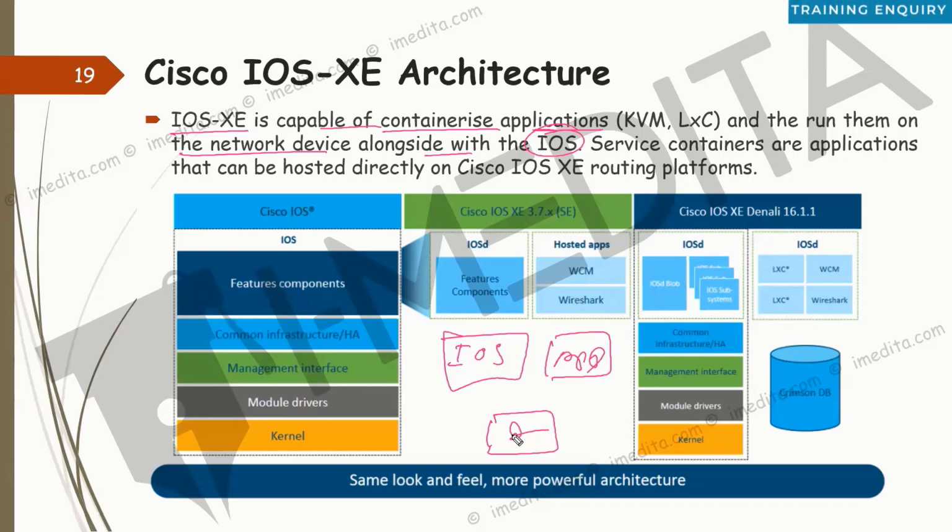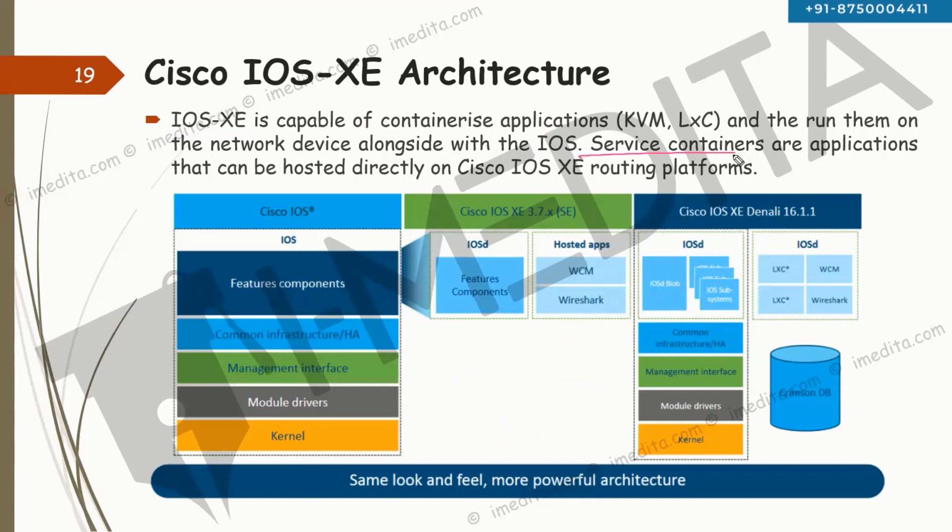These are called service containers. Service containers are applications that can be hosted directly on the IOS XE platform, basically switches, instead of running them on different devices. Instead of running them on different devices, we can containerize and run these service containers, and host the applications right there. We can run applications such as, for example, Wireshark.